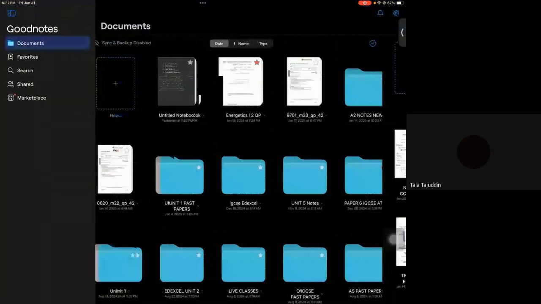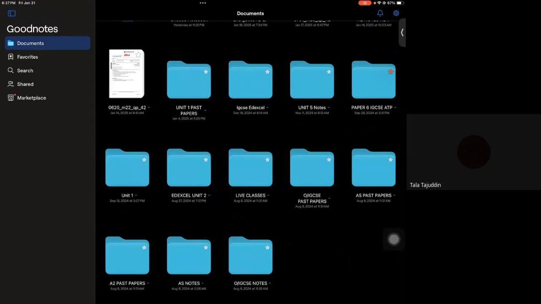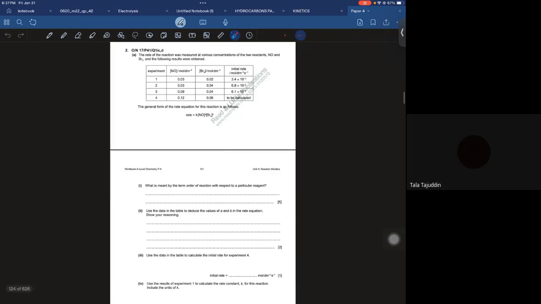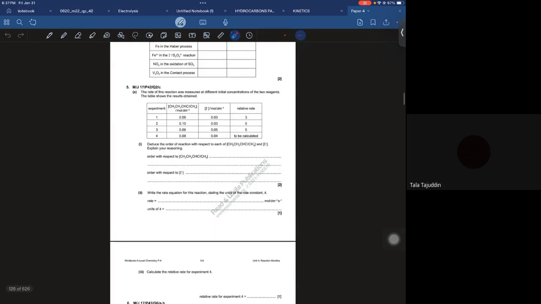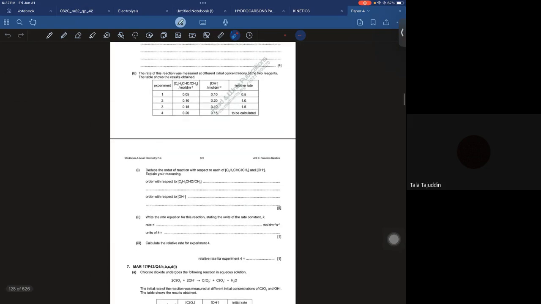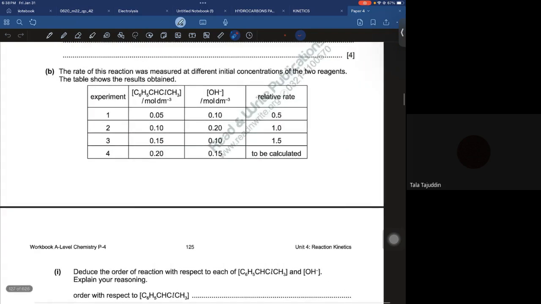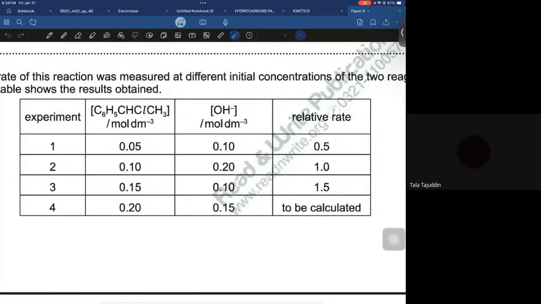Let's suppose you have this question. Can you tell me the order of reaction with respect to this? Then I will tell you what you are supposed to do.